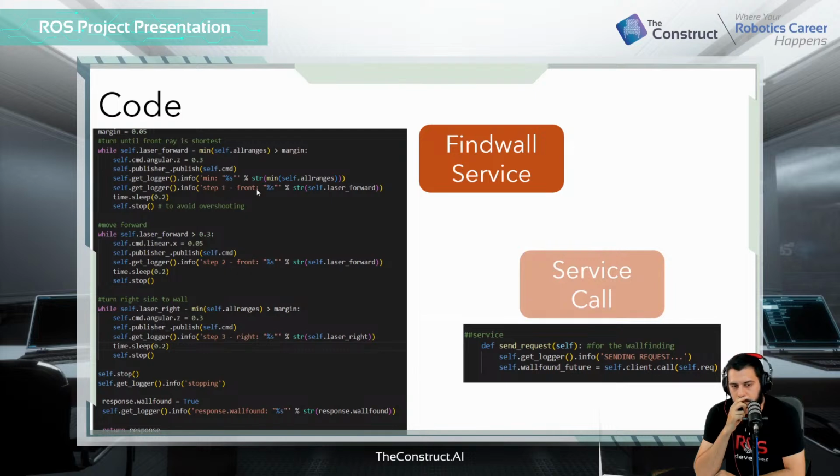And then in the first step, we're turning until the front is the closest. In step 2, we're just moving forward until it is 30 centimeters away. And once that is finished, there's step 3, where we turn until the wall is on the right side of the robot. And then we stop and send the response back.